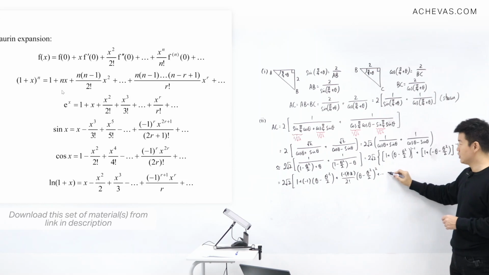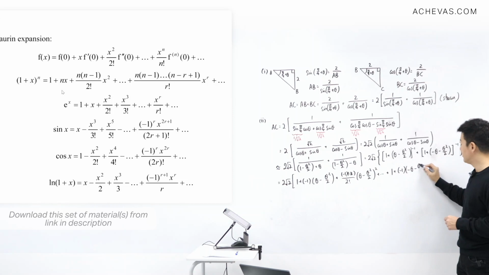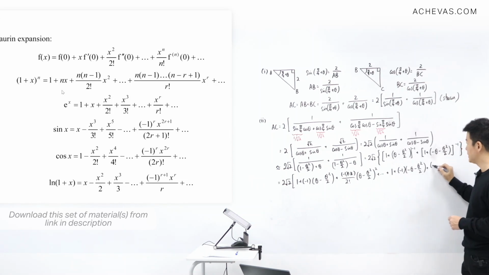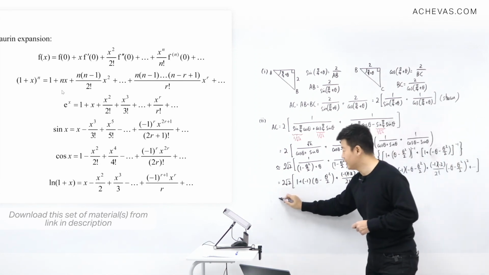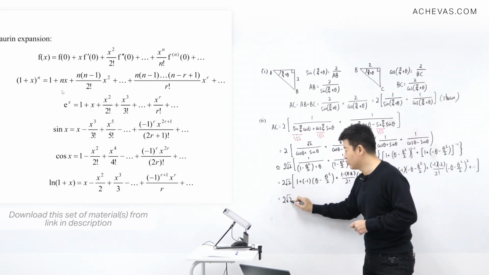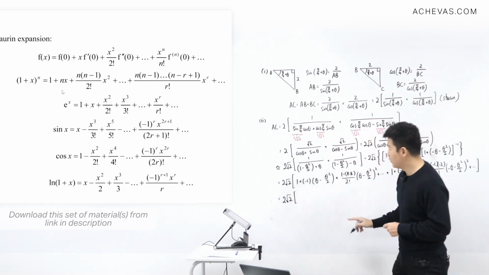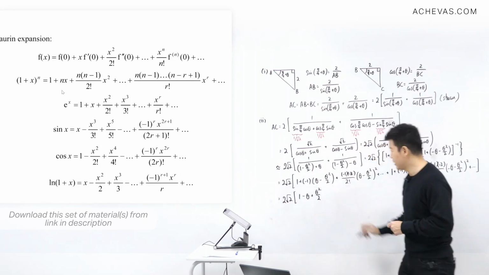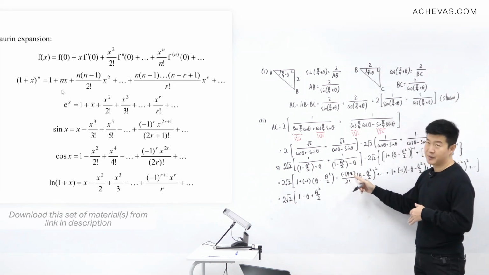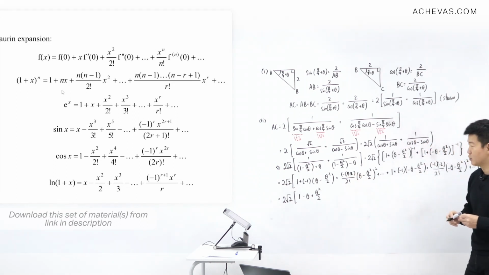As for this, it is going to be plus 1 plus minus 1 times minus theta square over 2 plus minus 1 times minus 2 divided by 2 factorial times minus theta square over 2 squared, and so on. Okay, we have this. Let's simplify this. It is going to be 2 square root of 2, and we will have 1 minus theta plus theta square over 2. Minus 1 times minus 2 is going to be 2. 2 divided by 2 is going to be equal to 1.